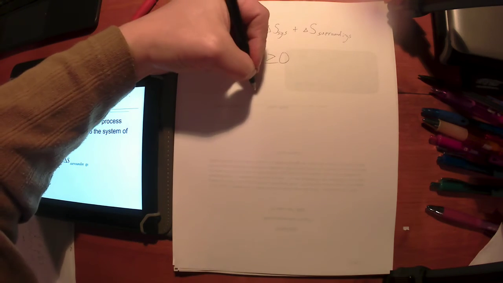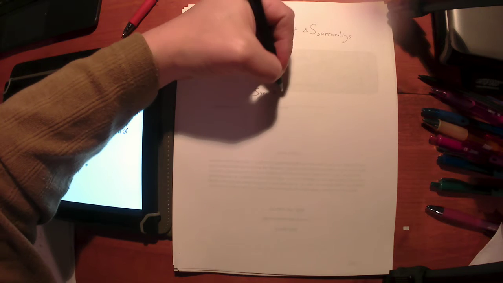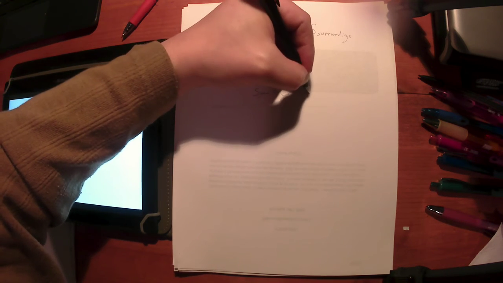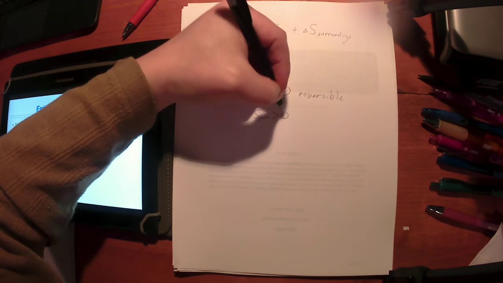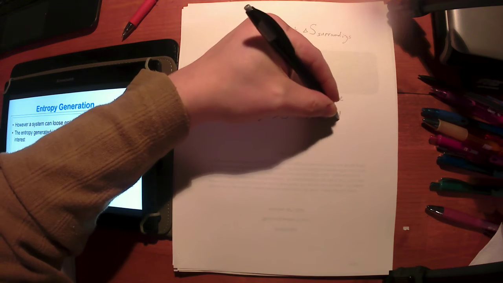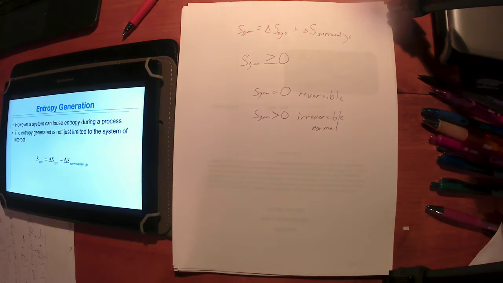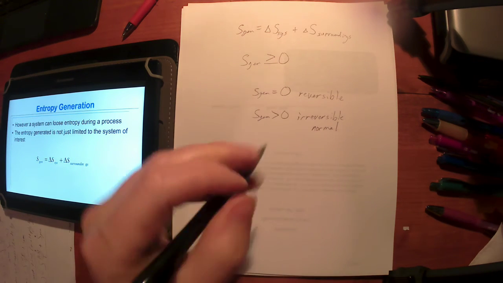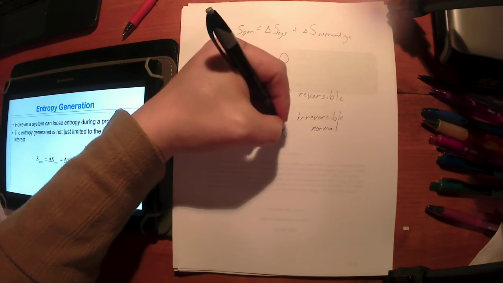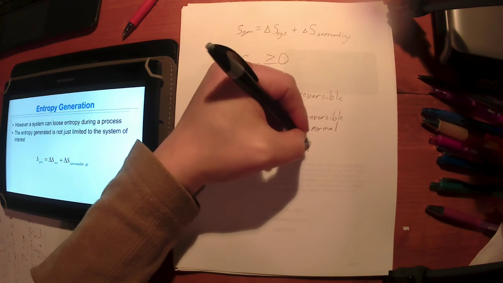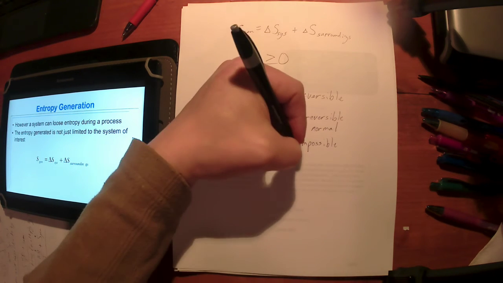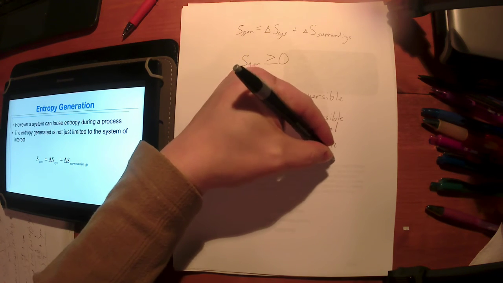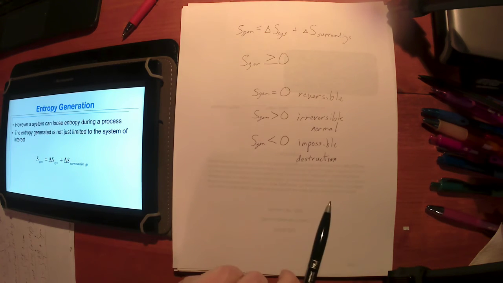Okay? Now, so basically the rules are this. If the entropy generated is equal to 0, that's what we call reversible. If the entropy generated is greater than 0, we call this irreversible, aka normal. That's kind of expected. This is kind of the ideal case, best case scenario. If the entropy generated is less than 0, in theory this is impossible. This is what we call destruction of entropy. The opposite of entropy generation is destruction, right? So if we could destroy entropy, really cool things happen.